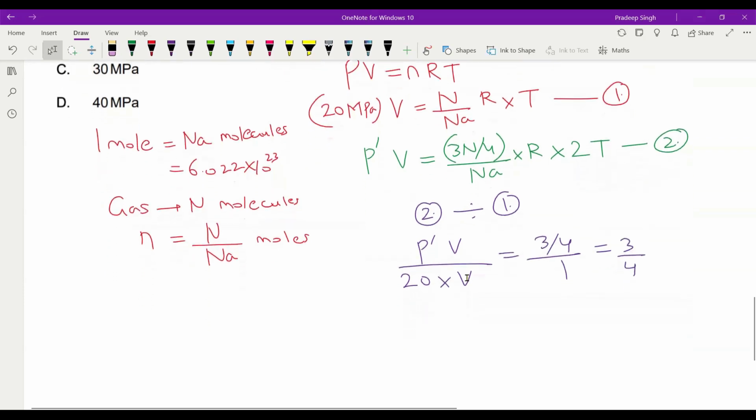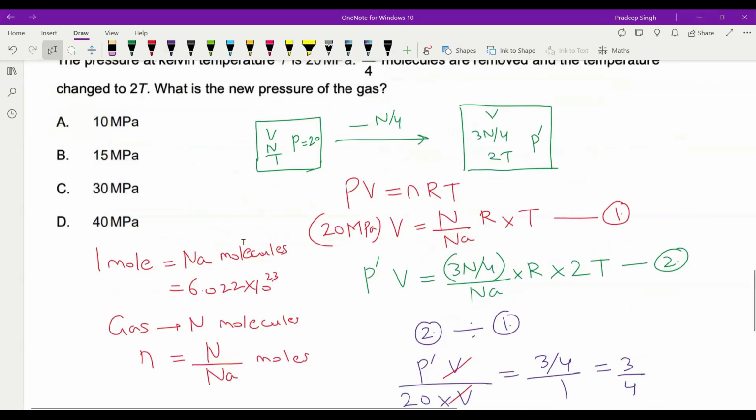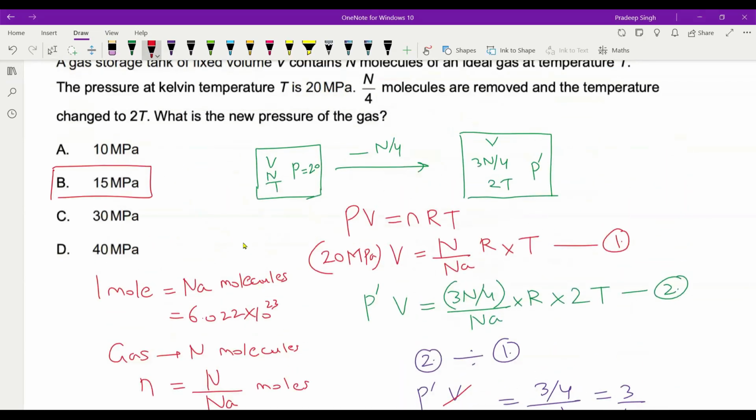Now on the left hand side, we can see the volume is getting cancelled out. So let's make P dash the subject. So we'll get 20 into 3 by 4. 4 5s are 20, 5 3s are 15. 15 megapascals is the final pressure in the tank, which is option B. And that's how we solve this question.